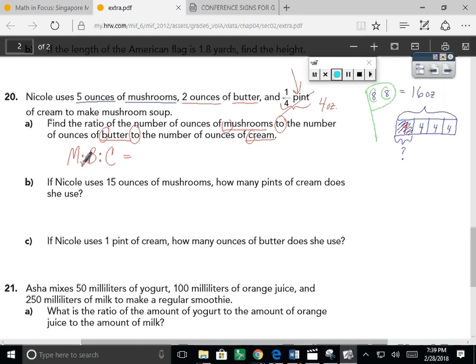Well, go back to the beginning. How many ounces do we have for our mushrooms? What was the measurement for mushrooms? 5. What was the measurement for butter? I'll go back to the beginning. There's butter, 2 ounces. And what was the measurement for cream? Remember, they asked for this in ounces this time, so I'm not going to use the 1/4 of a pint. I'm going to write 4 ounces.